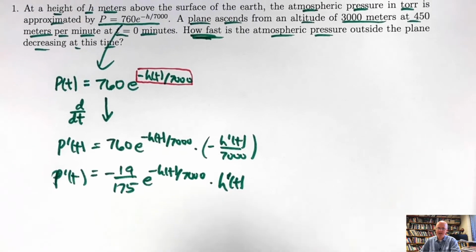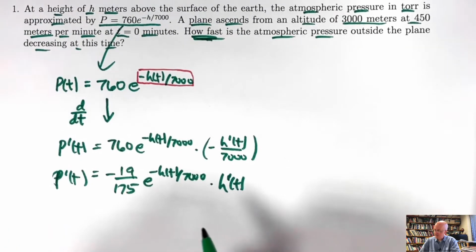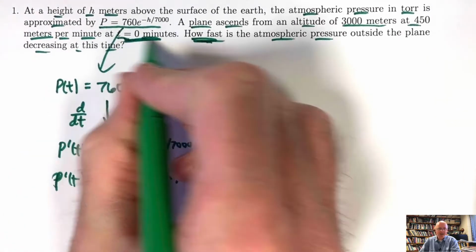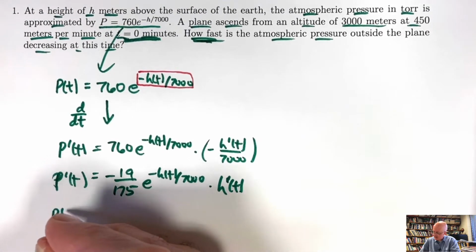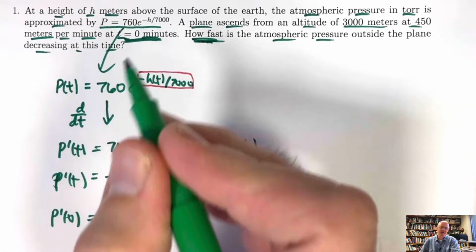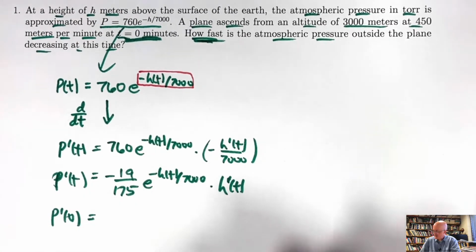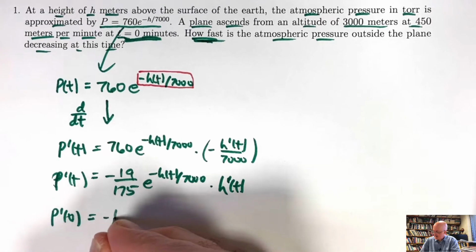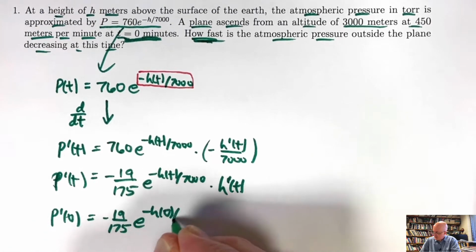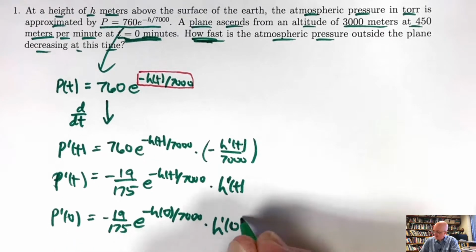Okay, but we haven't answered the question, have we? How fast is the atmospheric pressure outside the plane decreasing? That's p prime of t. We're at t equals 0 minutes, and I will go ahead and plug in a time 0 here. But, you know, the fact that we're calling that time 0 doesn't really matter. I mean, we could call it some other time. Again, no formulas for these things, so it doesn't really matter. At this moment in time, we do have what we need to evaluate these function values.